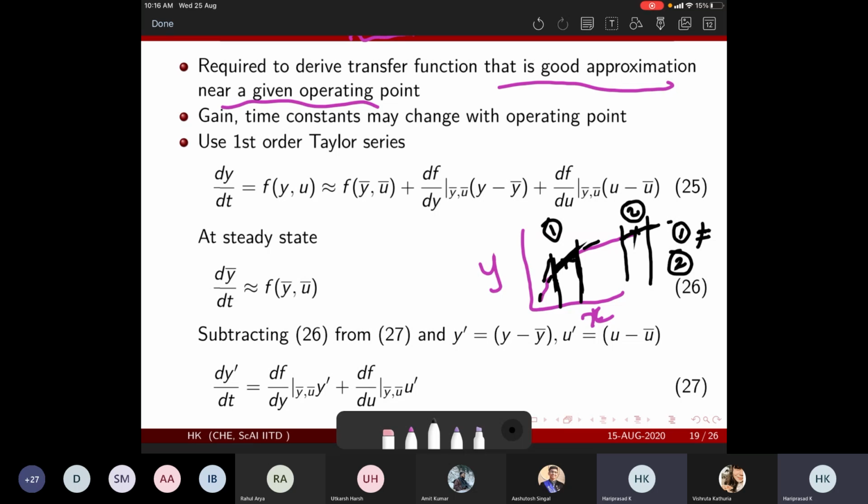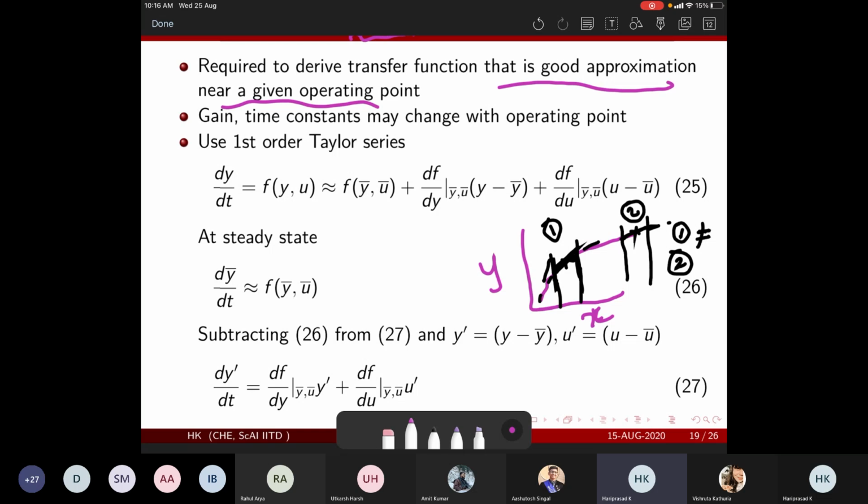So if you have multiple operating points, what you should do is develop multiple such linear models, and when your operating condition changes, you activate those. That's also a fair deal because it doesn't add to the complexity. Okay, so now see how are you going to do it?